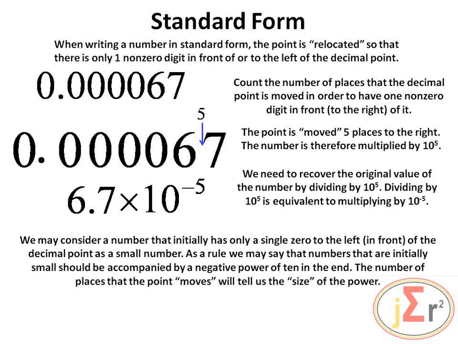So large numbers at the end are accompanied by positive powers of 10. Small numbers at the end are accompanied by negative powers of 10. The number of places that the point moves, of course, will tell us the size of the power. If the point moves by 6 places, we know that it's going to be either positive or negative 6 that we're going to use for the power.